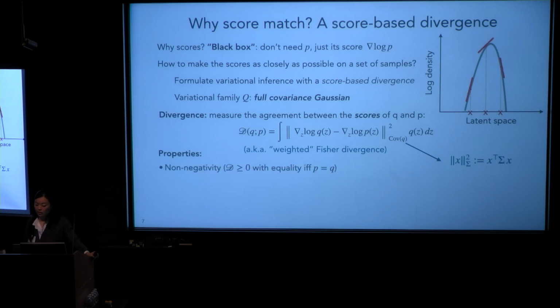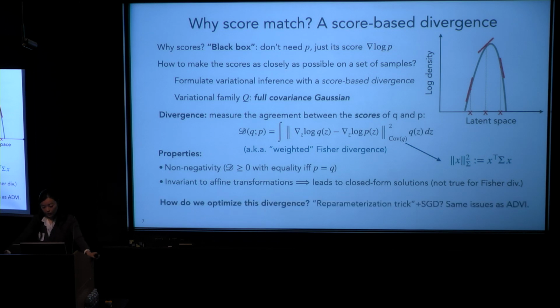For instance, it's non-negative with equality if and only if P equals Q. It also is invariant to affine transformations of the input space. And this property turns out to be very important because it leads to closed-form solutions when we try to optimize the divergence. And this is actually not true if we did not have the covariance weighting.